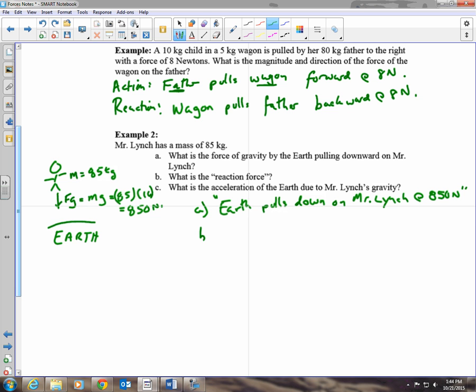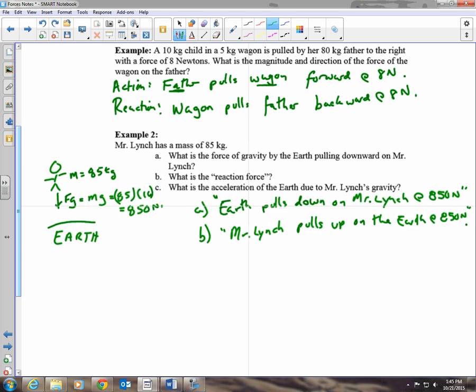For part B, the reaction force, again, I can just turn the words around. So instead of the Earth pulling down on Mr. Lynch, it's going to be Mr. Lynch pulls up on the Earth at 850 newtons. What's going to happen is they're going to try to trick you. They're going to say, which feels a bigger force if Mr. Lynch, say, jumps off the table, Mr. Lynch or the Earth? Turns out they're exactly the same force. They're equal and opposite.